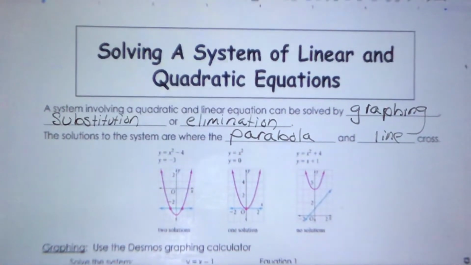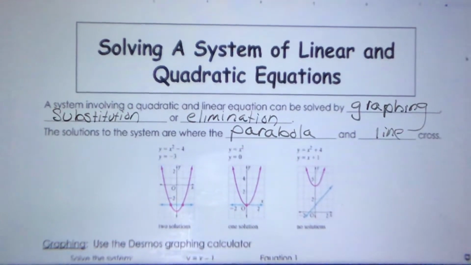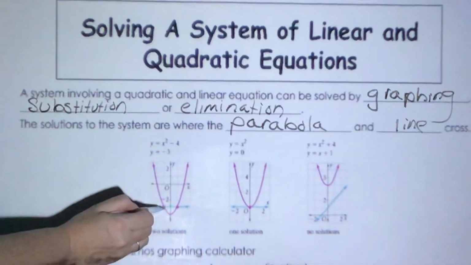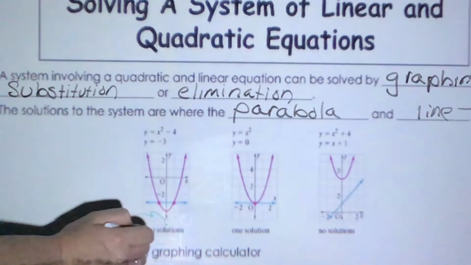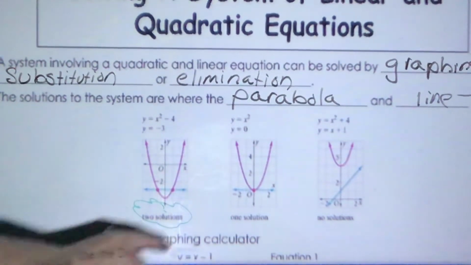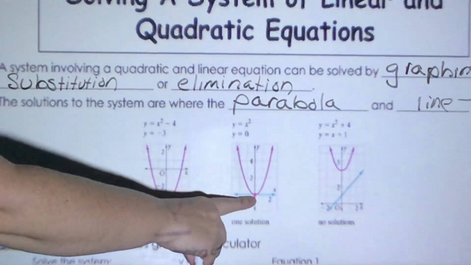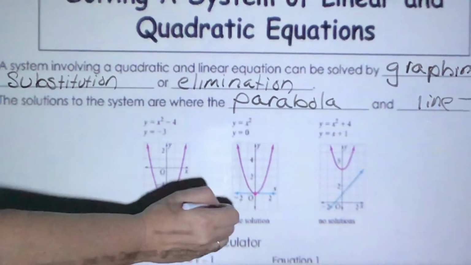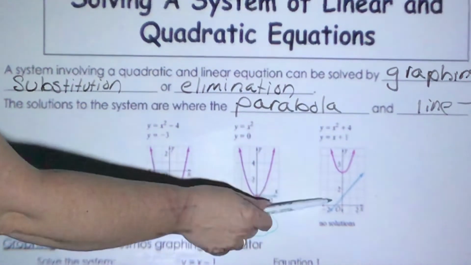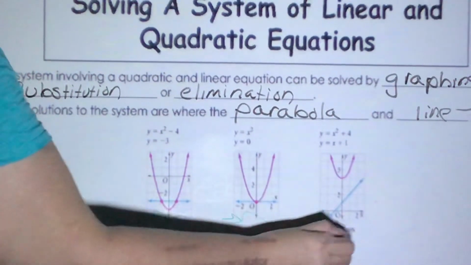So when you have a grid and you have both a parabola and a line graphed on the same grid, it is possible for the parabola to cross the line at 2 places. So this is an example of 2 solutions because the parabola touches the line twice. It's possible that the parabola just comes down and the vertex of the parabola touches the line at 1 place, and that gives you 1 solution. Or it's possible that you draw a parabola and a line on the same grid and they actually never cross. And that would be an example of no solution.